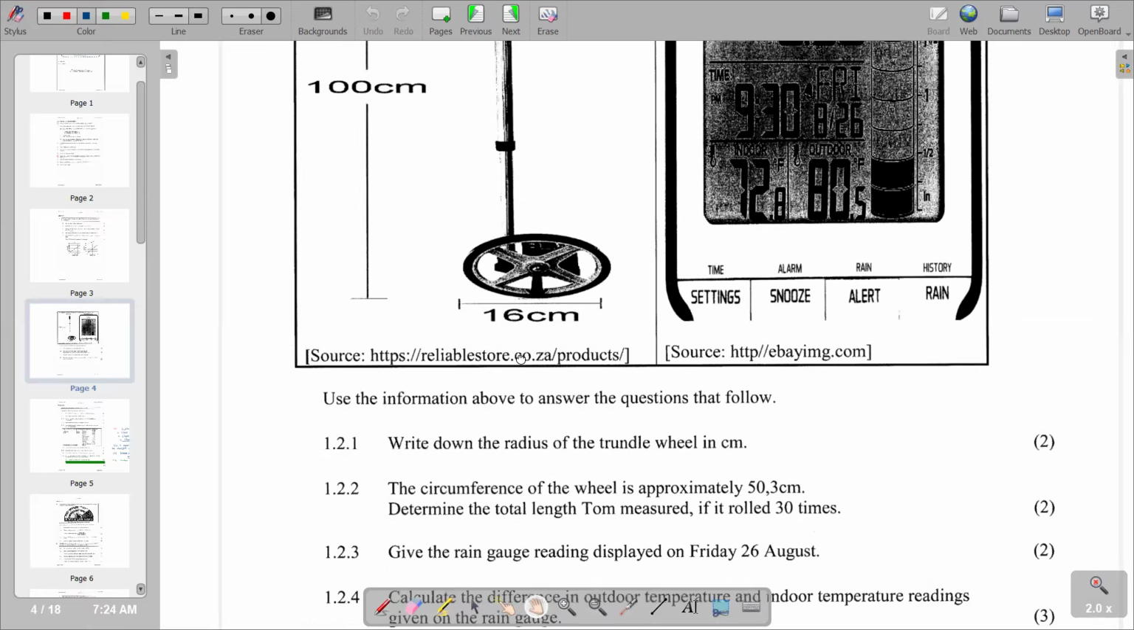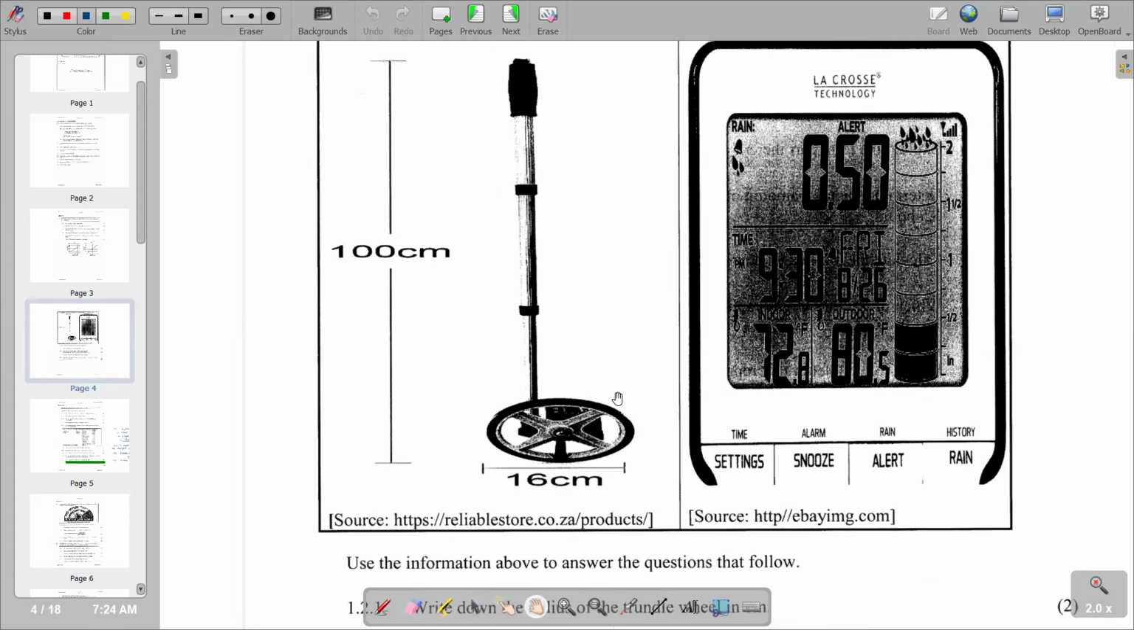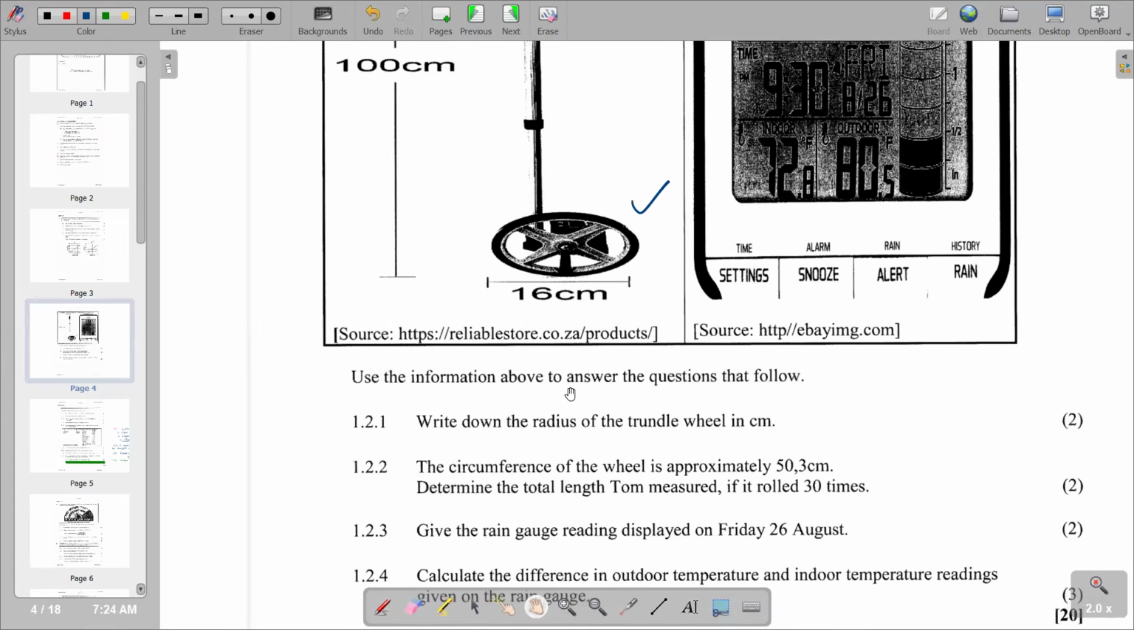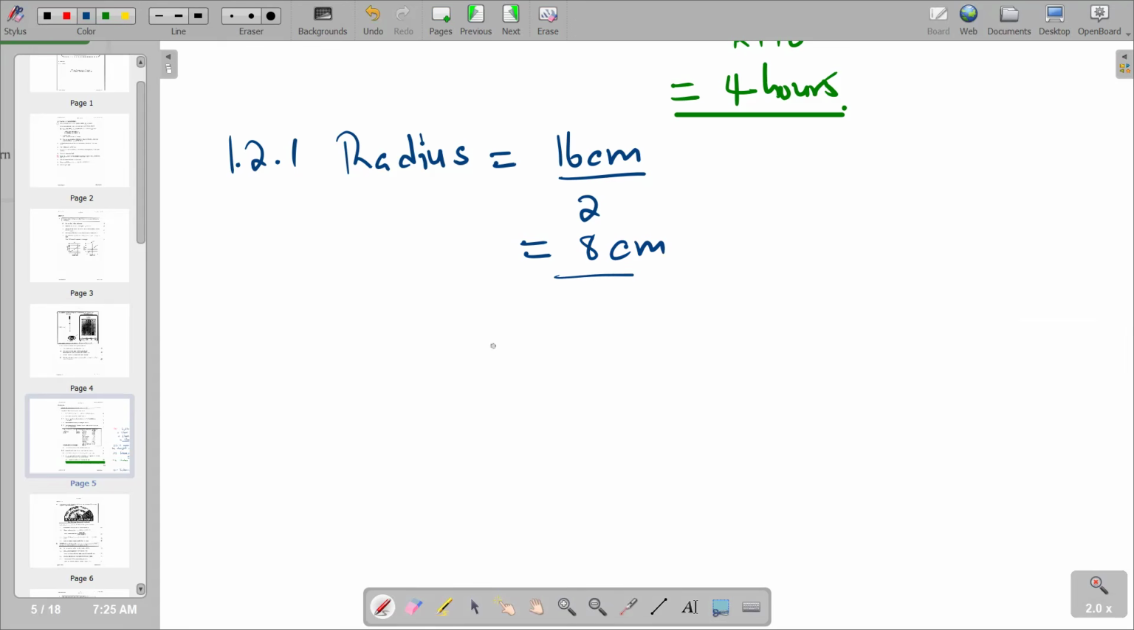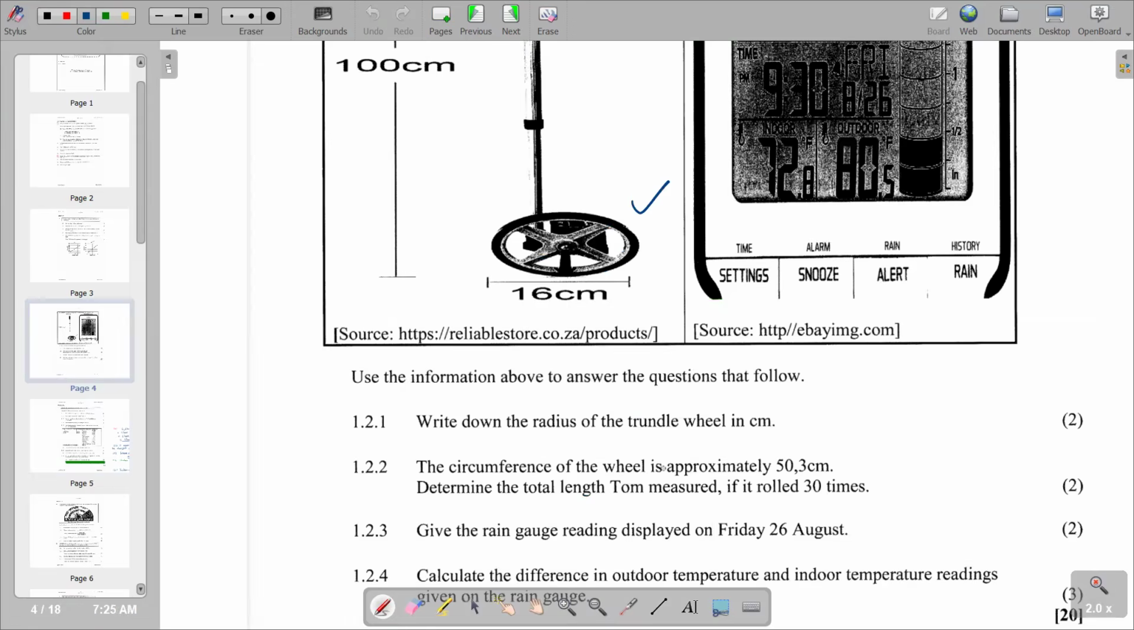You see that we are given the tundra wheel, and 16 centimeters is representing the diameter. Remember, the question is asking for the radius. We know that radius is equal to half the diameter, so we are just going to divide 16 centimeters by 2. So we have 2.1, whereby the radius is 8 centimeters.